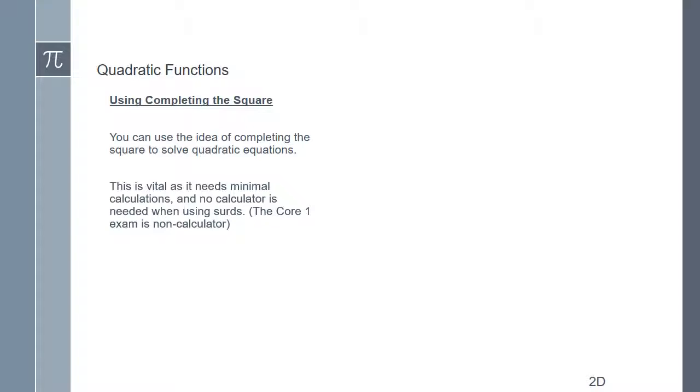We can use the idea of completing the square to solve quadratic equations. This is a very good way of solving them. There's not many sums to do, and in C1, which is a non-calculator exam, the fact that the whole thing can be done using surds if necessary means that it's an ideal way to solve quadratics that can't be factorised and for which the quadratic formula that we'll see in the next video is just too much like hard work.